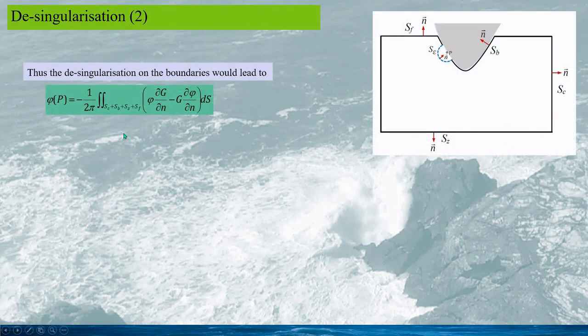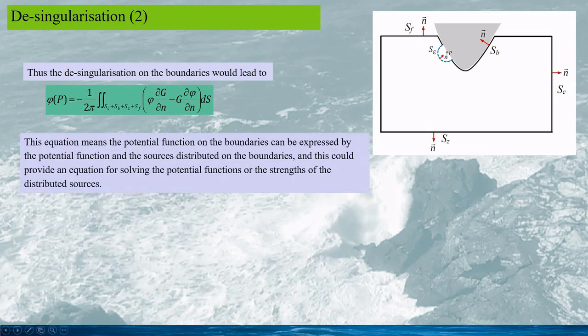Therefore, the de-singularisation on the boundaries would lead to an equation such as this. This equation is called the boundary integral equation. This equation means the potential function on the boundaries can be expressed by the potential function and the sources distributed on the boundaries. This equation provides the equation for solving the potential function or the strength of the distributed sources.